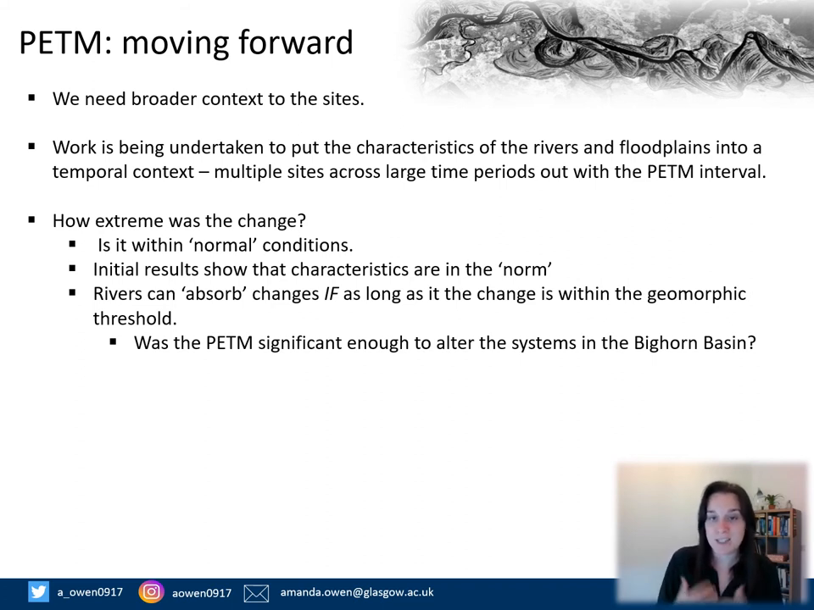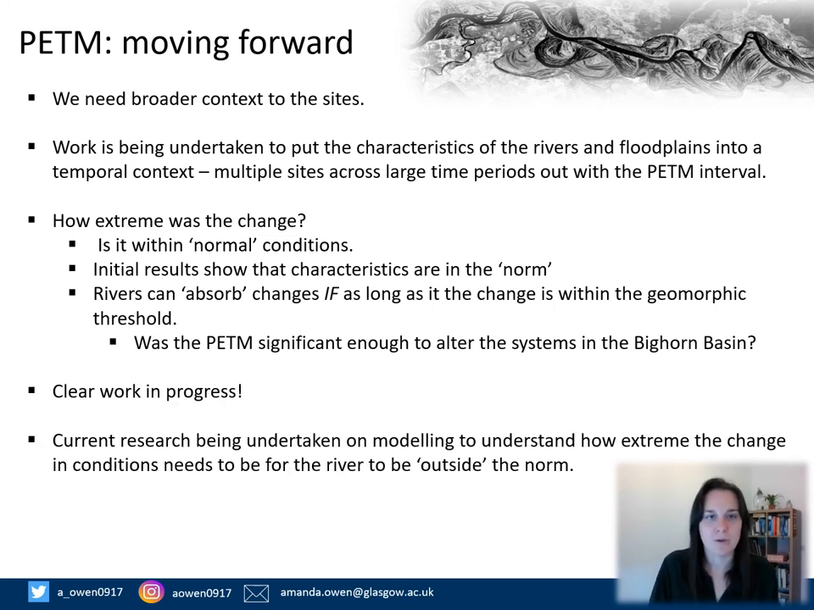So we believe for this climate event that actually the change was over a long enough time period for the river to absorb those changes. But this is a clear work in progress. And what we're trying to do at the moment is do some modelling to see, using our data set, how extreme the changes, for example in precipitation, need to be to see a large scale response on the system. So how do we get it outside those normal conditions?